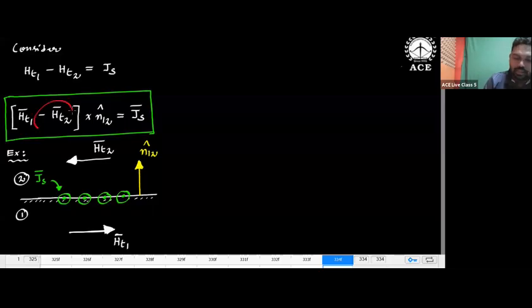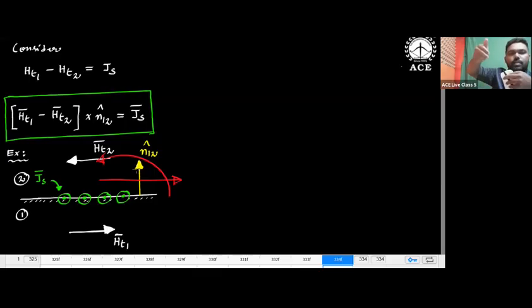Not only that, beta, minus of HT2. That means reverse. HT2 is like this, minus of HT2 is like this. Cross N12, so minus HT2 cross N12 is outside again. That is JS. Clear? So what it is giving, beta? Clear, beta? Yes.